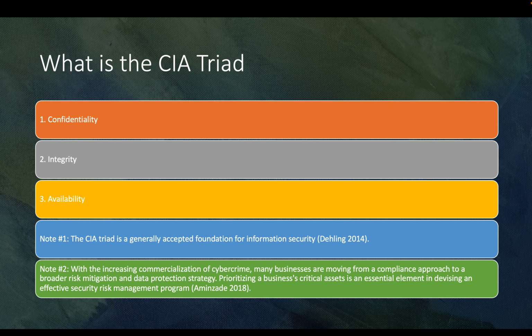The next topic we're going to talk about is the CIA triad. In cybersecurity, the CIA triad is known as the three: confidentiality, integrity, and availability. You have to make sure that information is confidential. You want to make sure that sensitive information is not exposed to the public, because who wants their information to be leaked?